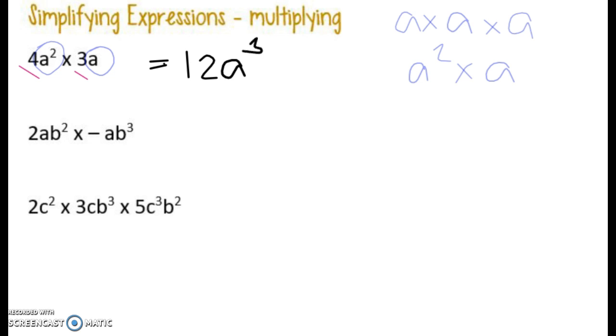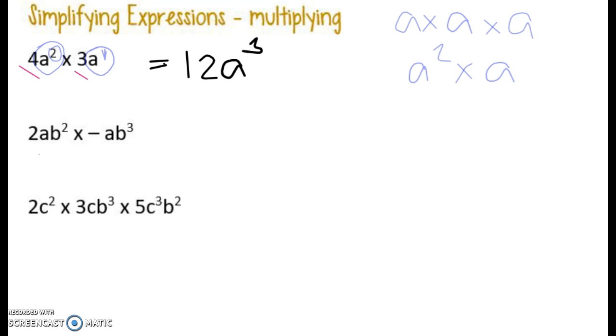Now another way of looking at that is saying, right, here we've got a squared. This is a to the power of 1. And if we add those two numbers together, we get 3. So I guess what I'm trying to say is that with the coefficients, you multiply the big numbers together and you add the powers together. So 4 times 3 is 12, 2 plus 1 is 3, and that's why we get 12a to the power of 3. So if we look at the second one, multiply our numbers.